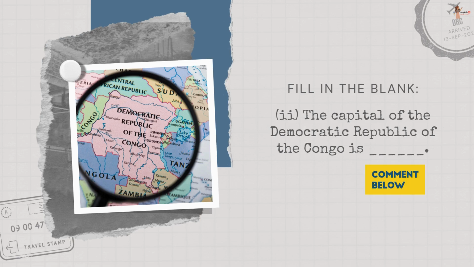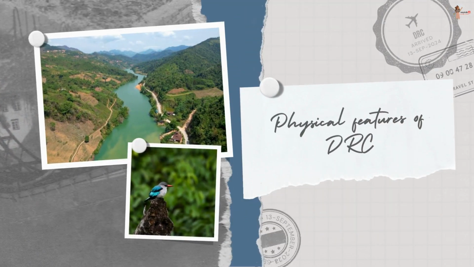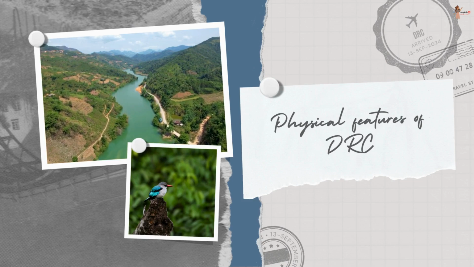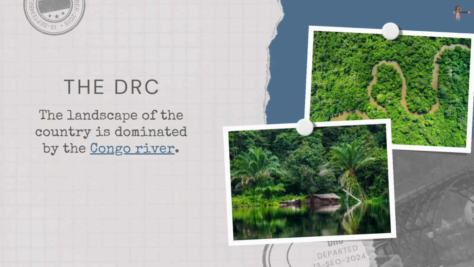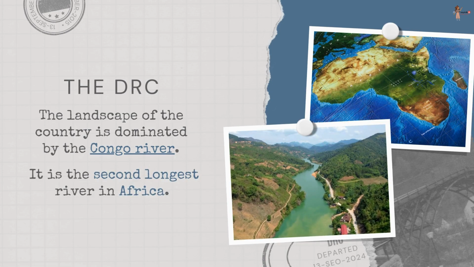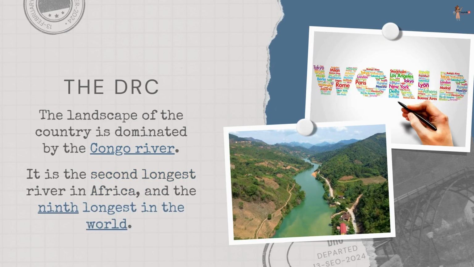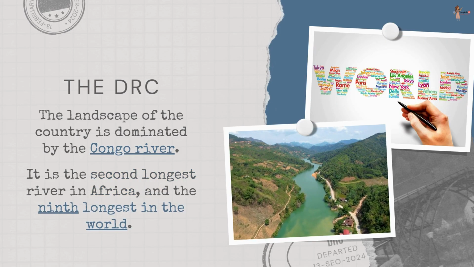All good? Now, let's see the physical features of the DRC. The landscape of the country is dominated by the Congo River. Of course, you can remember the name of the river with the name of the country, right? Congo River is the second longest river in Africa and the ninth longest in the world.